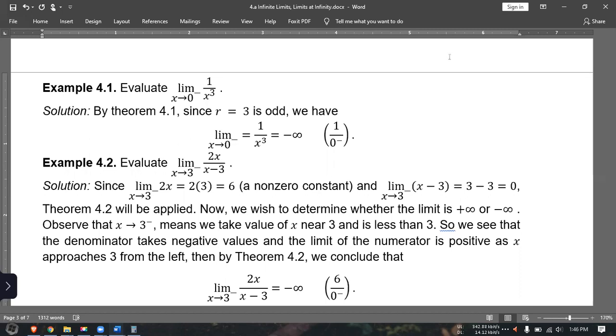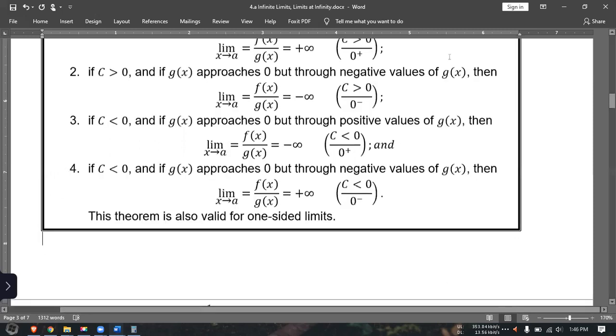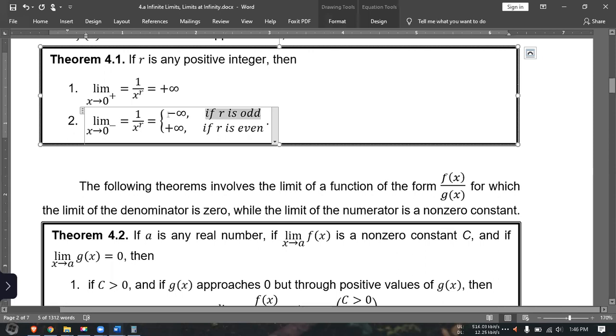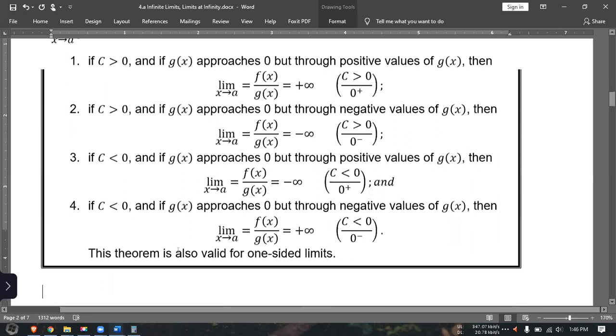By theorem 4.1, since the exponent of our x is odd, we'll be applying the second theorem, theorem 4.1.2. Now, if the exponent is odd, then the function is trying to approach negative infinity. So we apply theorem 4.1.